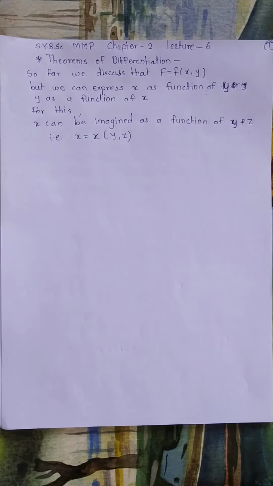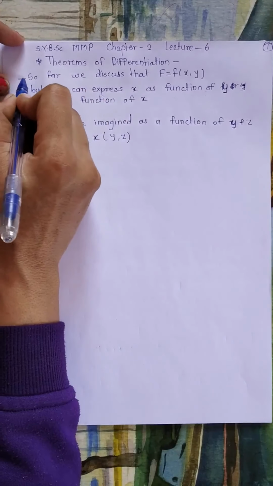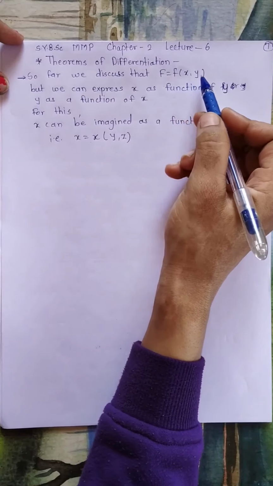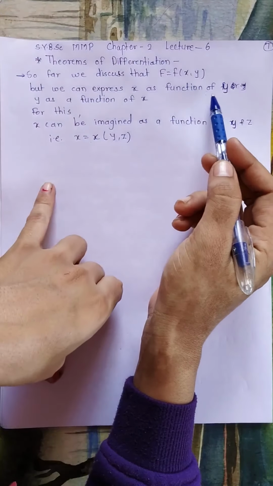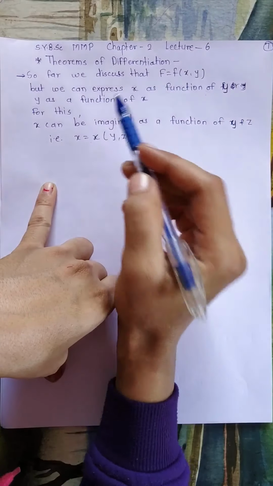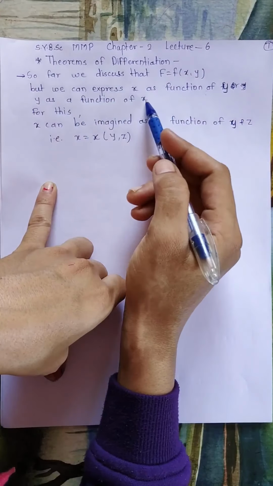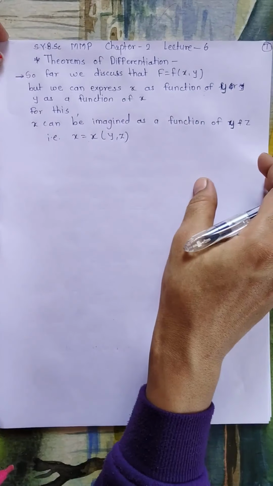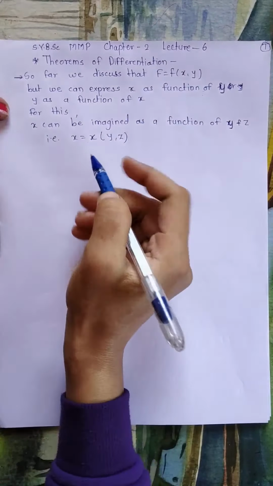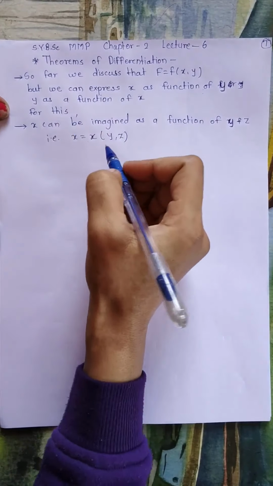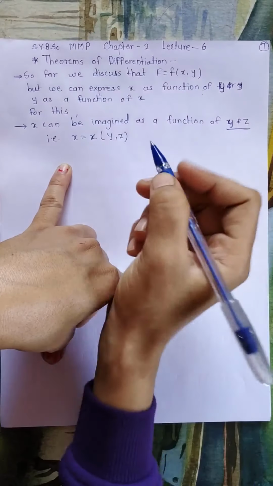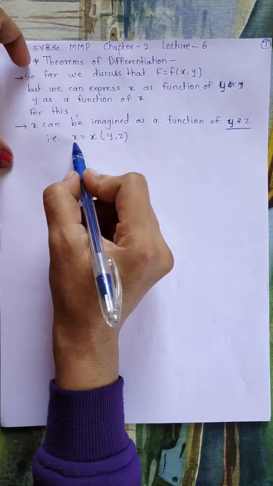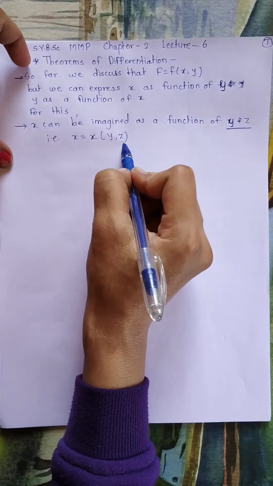Now let's discuss theorems of differentiation. So far we discussed f as a function of x and y, but we can express x as a function of another variable, that is y, or we can also express y as a function of x. For this discussion, I am imagining that x is a function of y and z, these two variables. So similarly, I can write x as a function of y and z.